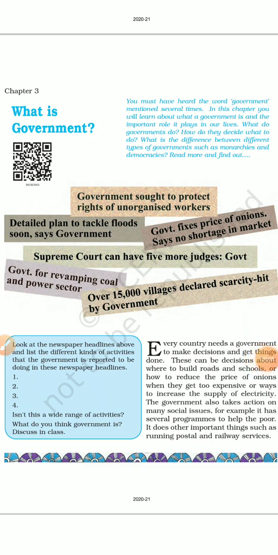Until now, you must have only heard the word government. But now, in this chapter, you will learn about what a government is, the important role it plays in our lives, what the governments do, how do they decide what to do, and what is the difference between different types of governments such as monarchies and democracies.